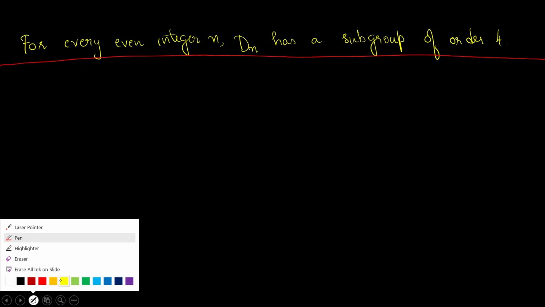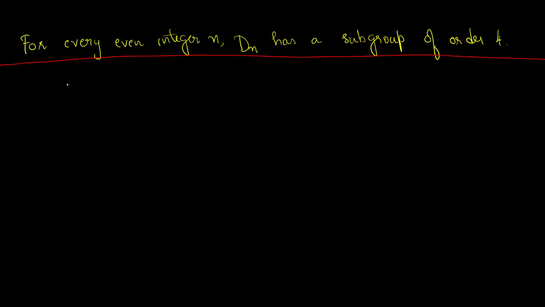Here we are going to prove that for every even integer n, Dn has a subgroup of order 4. Here Dn denotes the set of symmetries of an n-sided regular polygon. So we have to prove the existence of a subgroup of order 4.